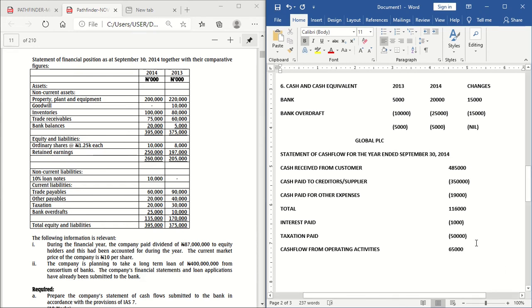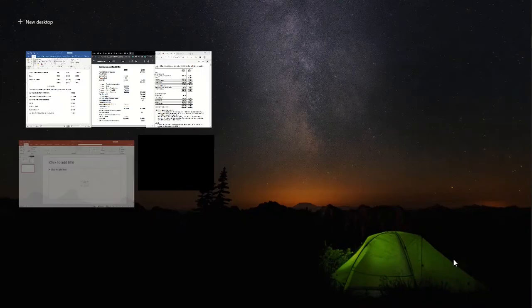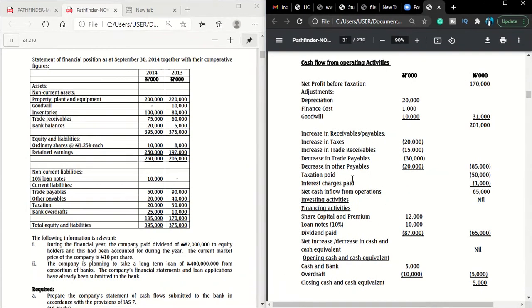65,000. So if you look at this, my cash flow from operating activity using direct method gave me 65,000 as earlier done. If I come here, when I use my indirect method, what is my cash flow from operating activity? 65,000. So no matter the method of presentation, the answer we are going to get will definitely be the same. So this is the end of first question. We also take another question to deepen our understanding of the topic.